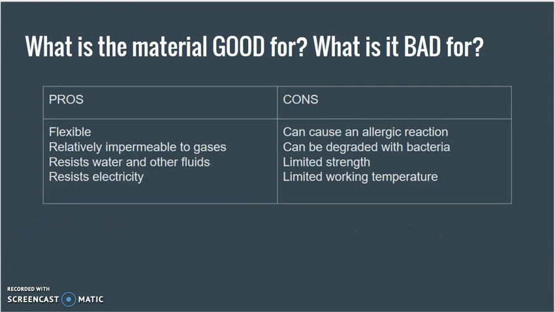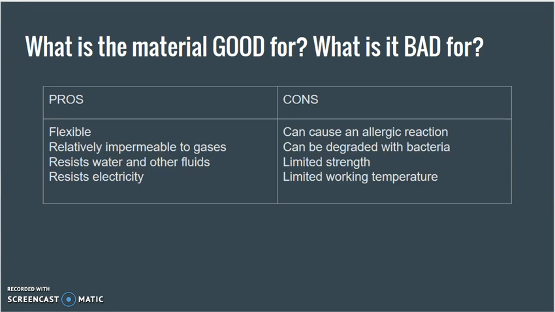Now we will look at what rubber is good for and what it's bad for. On the pros side, it's flexible, so it can be used for things like hoses. It's also relatively impermeable to gases, which makes it ideal for insulation and medicinal tubing seals. It resists water and other fluids, so it can be used for rainwear, and it also resists electricity, which makes it perfect for insulative gloves or shoes.